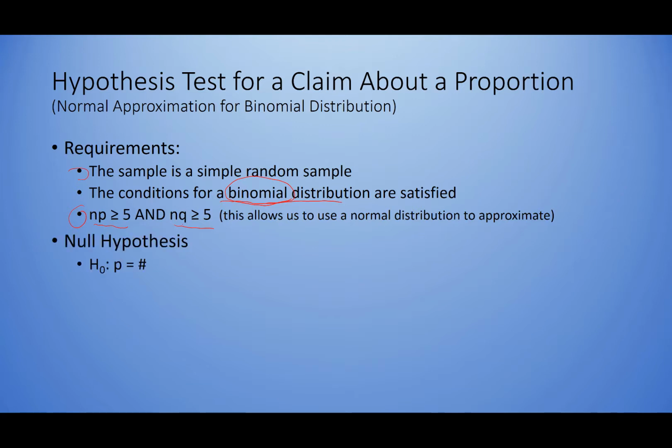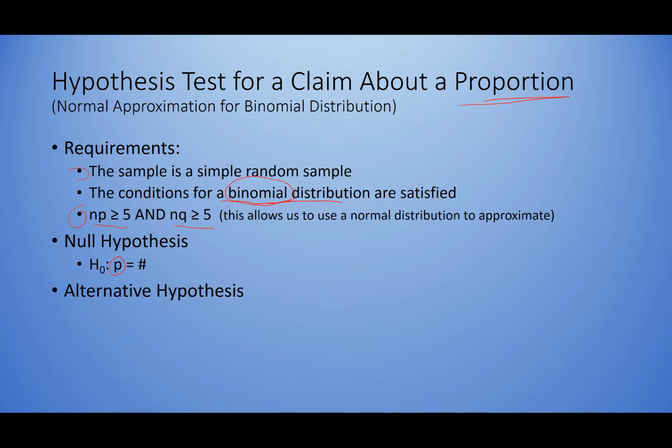Now when we set up our null hypothesis, our notation, we're going to have the H sub 0 with our semicolon, and then in this location we are going to have a p, which stands for population proportion, because that's what we are testing, the proportion, and that's going to be equal to some value. Now the null hypothesis is the claim that we are trying to prove is wrong.